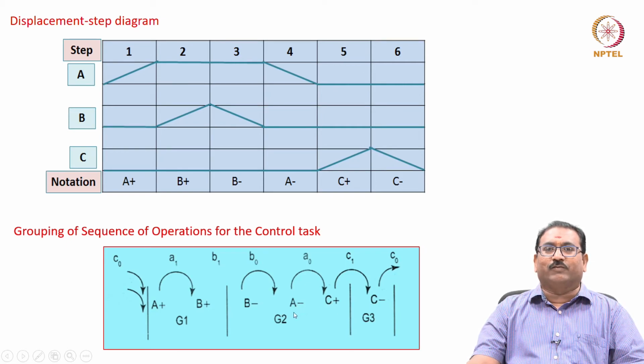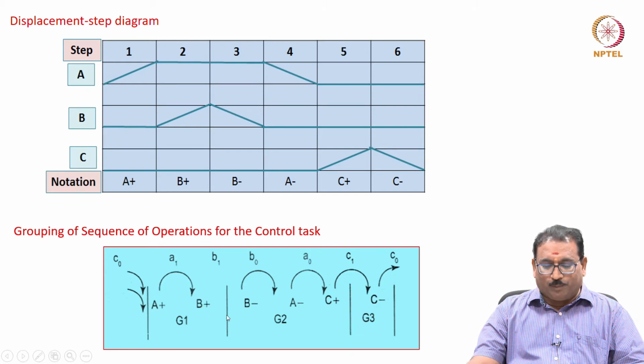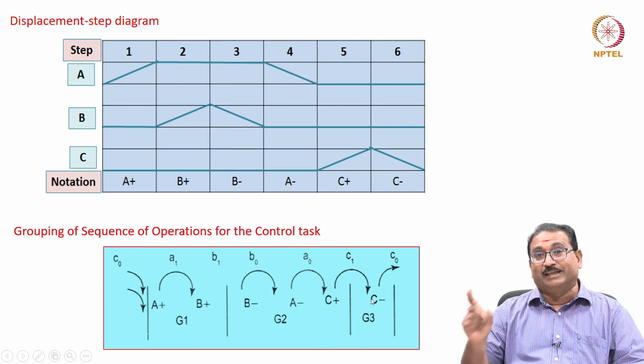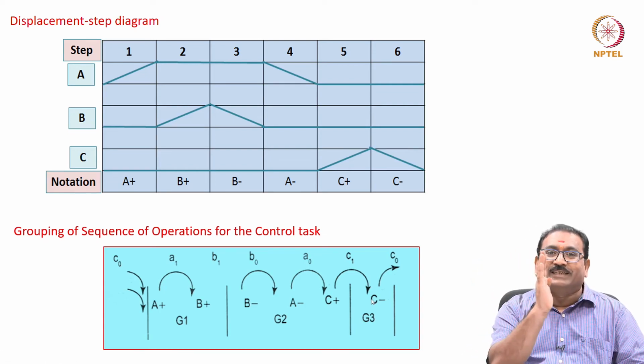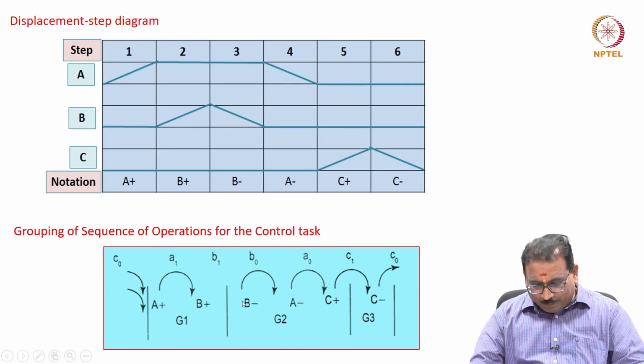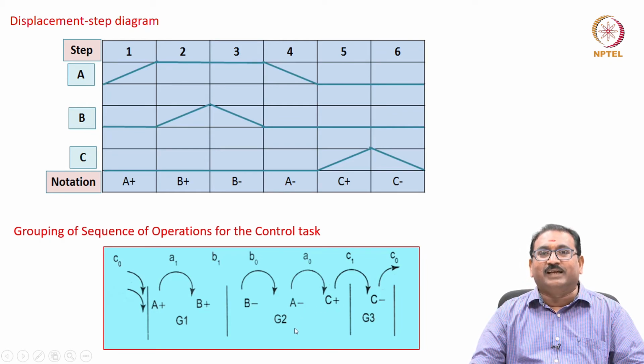You will see now, friends, how I am grouping. A plus, B plus I am grouping. Then you will see B minus, A minus. If you group them in one group, that is possible. But at that time what happens? C plus and C minus in G3 are contradictory. It should not be. That is why I am taking C plus here. If you group it here, nothing will happen in the G2 group.